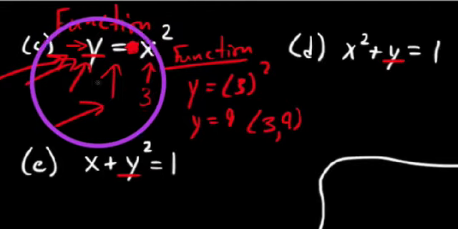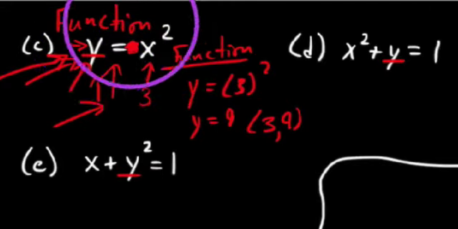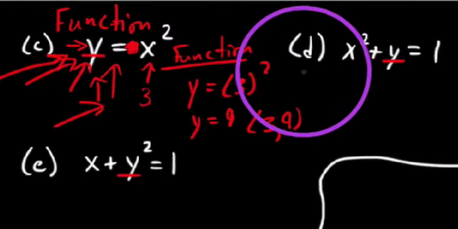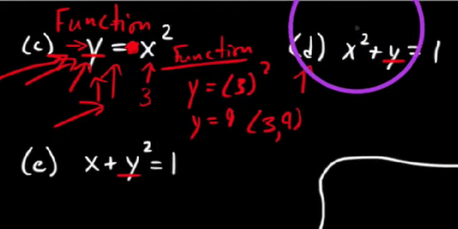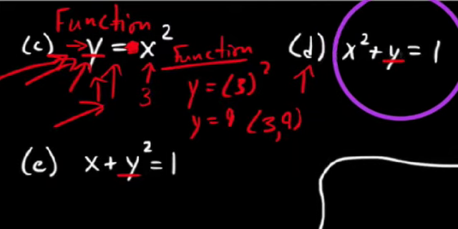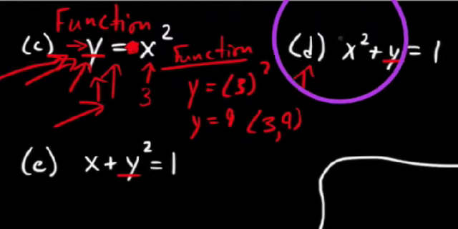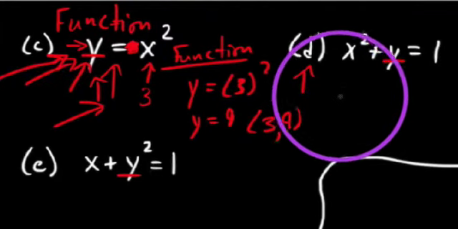If we can isolate y and determine that for every x that we plug in, it's going to go to one and only one output. So we're going to continue this discussion by looking at example D very briefly, and then E, and then finish up this video. But take a look at this relation over here where it says x squared plus y is equal to 1. Our intent here is to determine whether or not this relation is also a function.